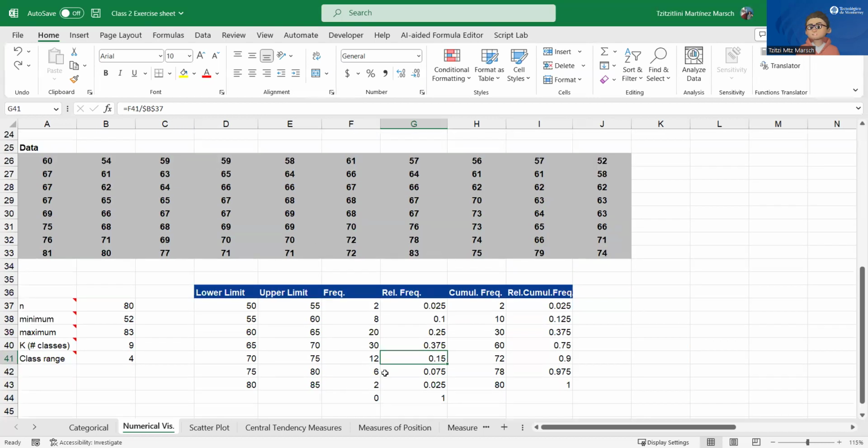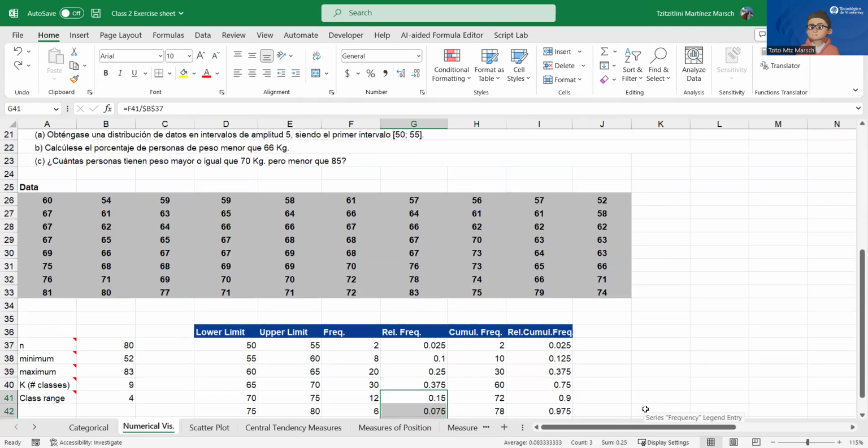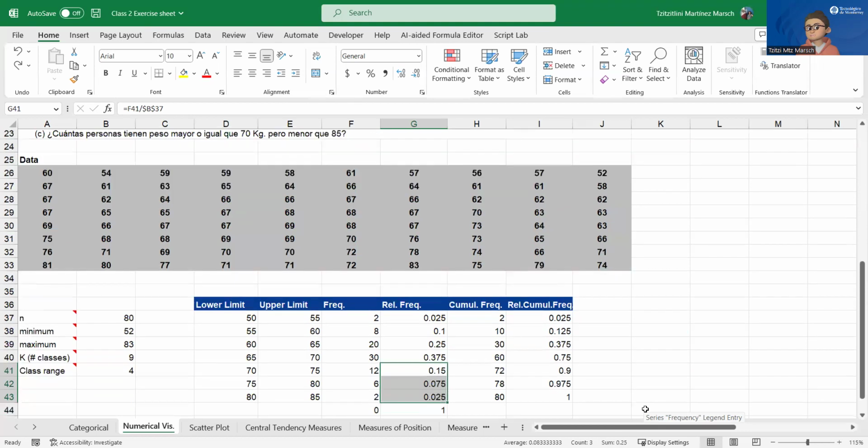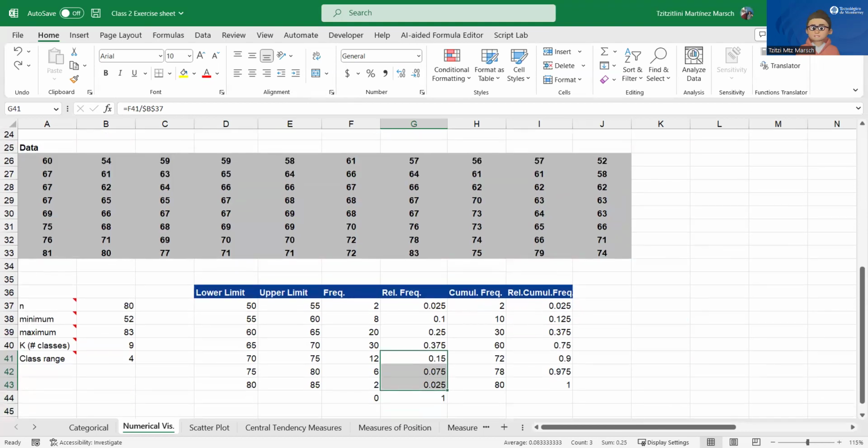Okay, so it's going to be the sum of these. I'm going to sum these up because I know these are greater than 70 and less than 85 because my biggest number is 83. So how much of it is it? I can sum it up together. It's right here. 25% of the people in this study have a weight that's above or the same as 70 kilos, and less than 85. Okay, so that's one way to be able to do it.